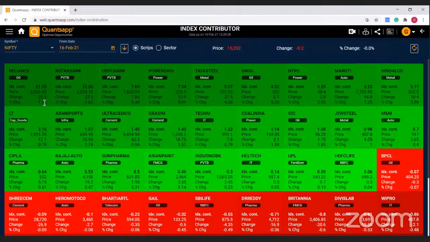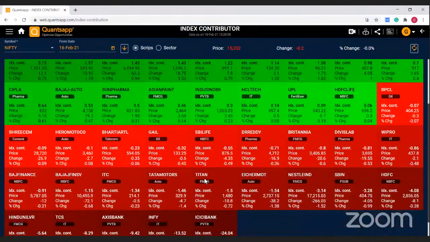One thing you should remember about Quantsapp is that we take all the future prices. These are not the cash prices. So these are all the future prices you are looking at here, and the change in the future prices. Now, if you see green, that means it's a positive contribution. That stock is on the upside.